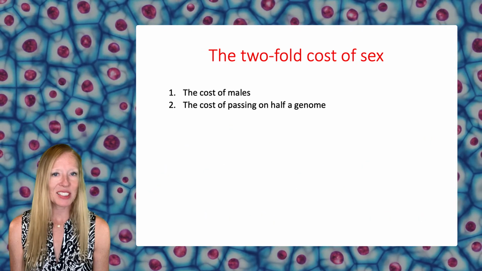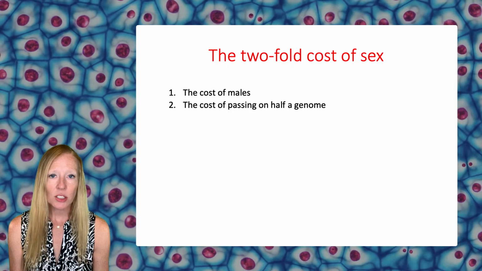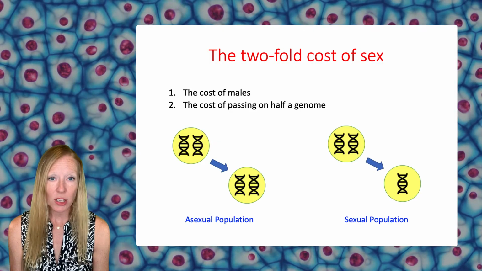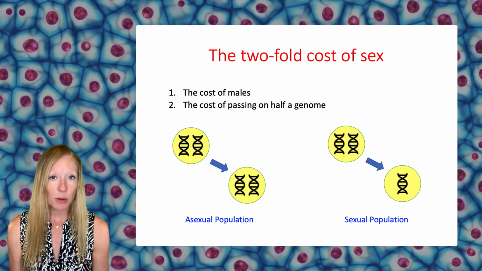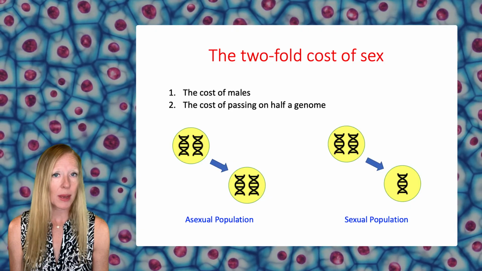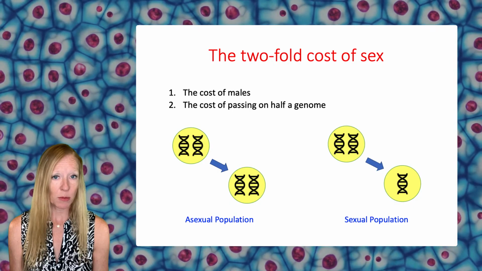The second part of the twofold cost of sex is that in asexual reproduction, each individual passes on its entire genome because the daughter cells are identical. In contrast, sexually reproducing organisms only pass on half of their genome because that half is combined with half of a genome from another individual. So, given these drawbacks, why is sexual reproduction so incredibly widespread in multicellular and even in some unicellular eukaryotic organisms?